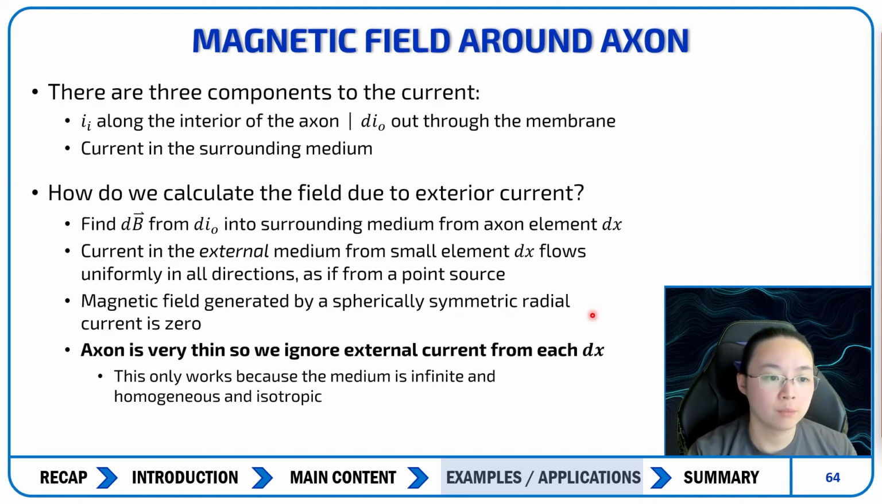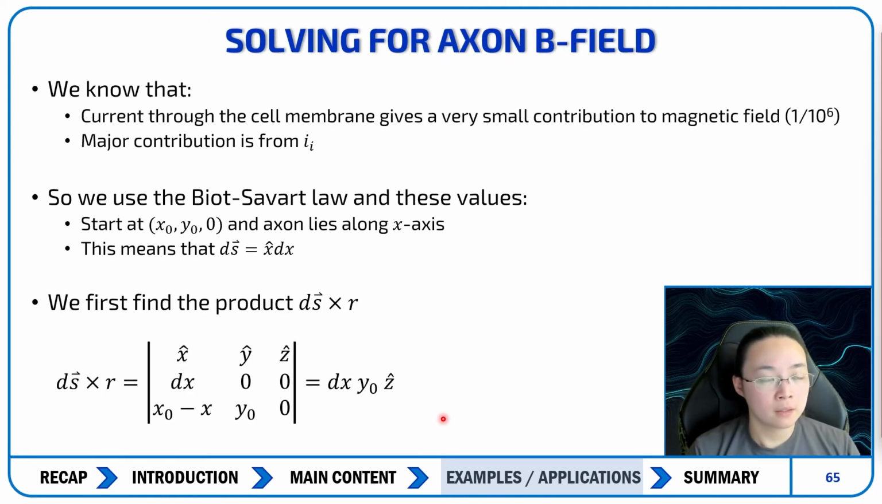So all in all, we take each of these things and we determine that the axon is very thin, so we can ignore any external current coming from dx. That's because we made the assumption that the surrounding medium is infinite, homogeneous, constant, and isotropic. So based on that, we can solve for the magnetic field of an axon. We know that the current through the cell membrane gives a very small contribution to the magnetic field, about 1/10⁶, and the major contribution is from the current itself, from the ions.